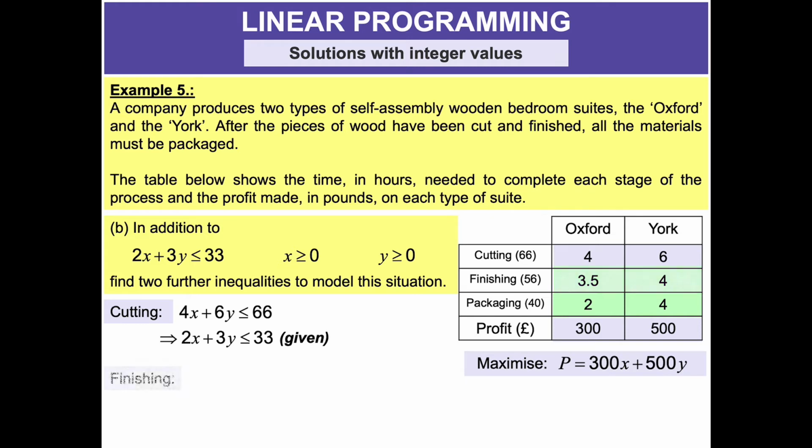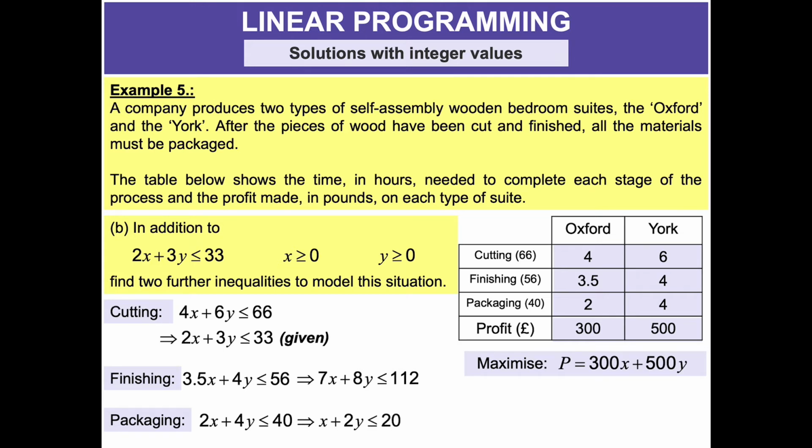Now for the finishing one, again 3.5 times x plus 4y must be less or equal to 56, because I only have 56 hours. And then for the packaging one, I have 2x plus 4y is less or equal to 40. In case of finishing, you can write the equivalent with whole numbers, because sometimes it's easier to look for the x-intercept or y-intercept. Basically it's easier to work with whole numbers. So for the packaging one, this can be further simplified to x plus 2y is less or equal to 20.